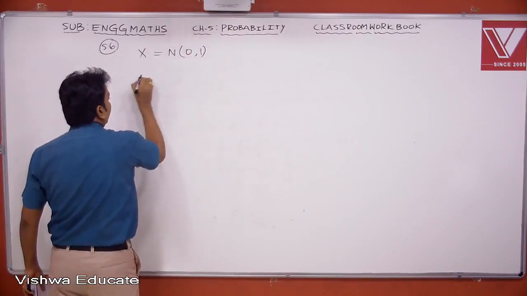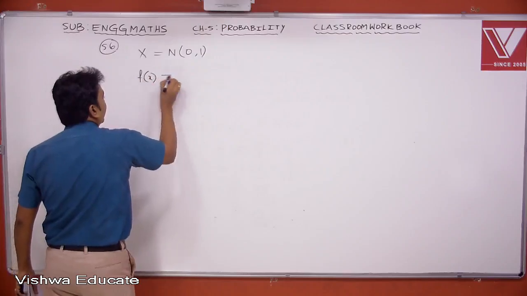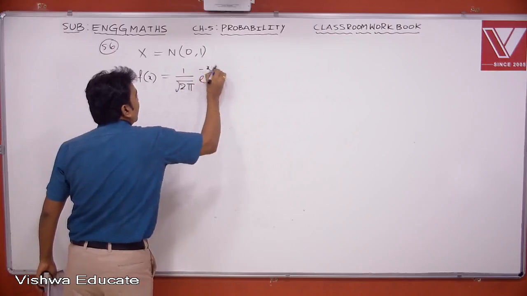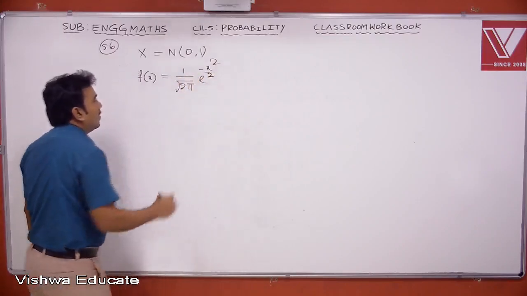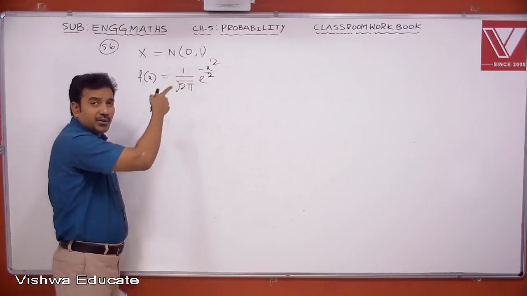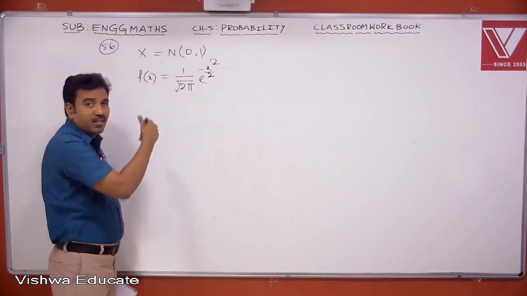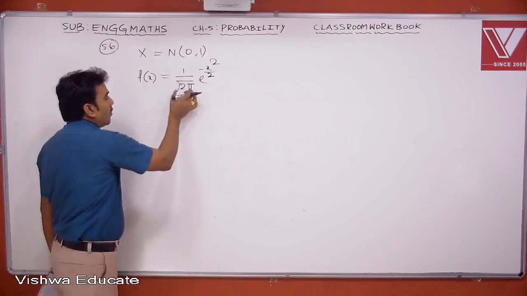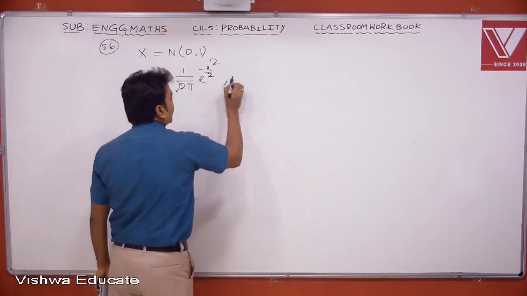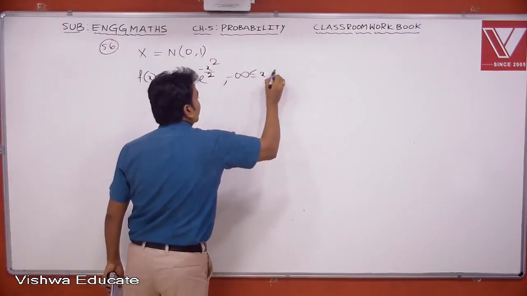The PDF in this case is f of x equal to 1 by square root of 2 pi into e power minus x square by 2. This is the PDF in case of a zero mean and unit variance Gaussian random variable, that is standard normal distribution. Of course, limits are ranging from minus infinity to plus infinity.